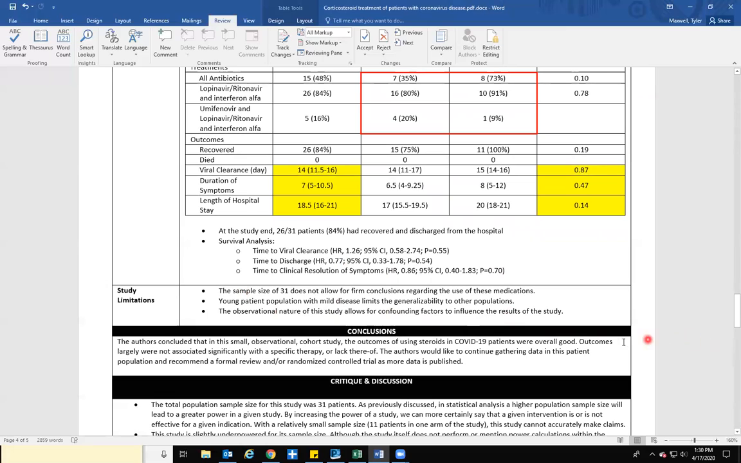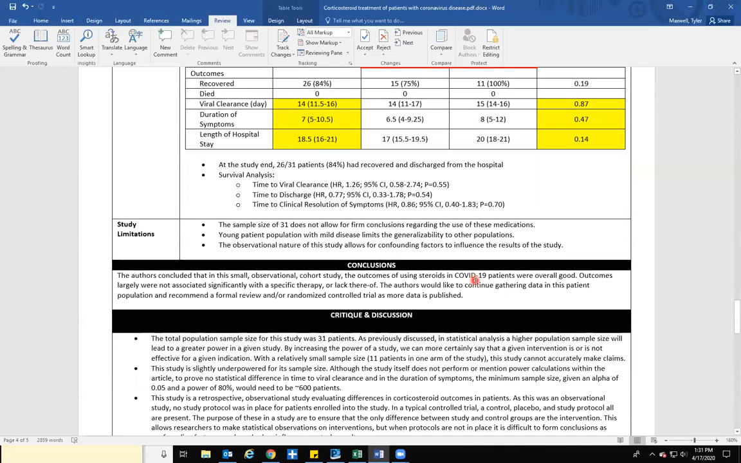Some of the study limitations that the authors do mention, though, the sample size of 31 really doesn't allow them to have firm conclusions about the use of these medications. And something that I alluded to in their baseline characteristics, this was a pretty young patient population, and all of them did have mild disease. So it really limits the generalizability of this study to other populations, especially populations that may be much more sick, needing ventilation, where we may see steroids used more frequently. And then again, the observational nature of this study does allow for confounding factors to influence the results of this study.